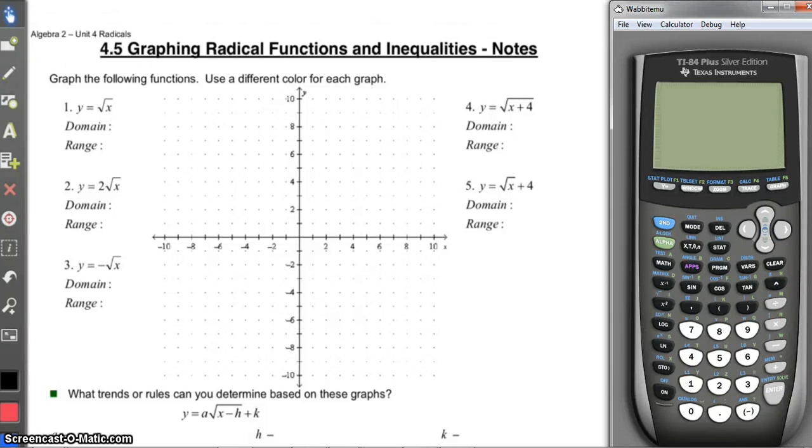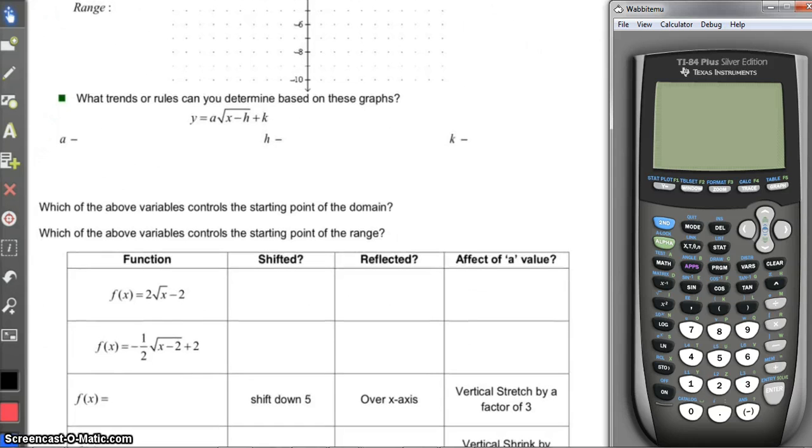Today we'll be working on lesson 4.5, graphing radical functions and inequalities. There is a video for the first part. Now we have to continue, so let's move on. Now, what trends or rules can you determine based on these graphs?